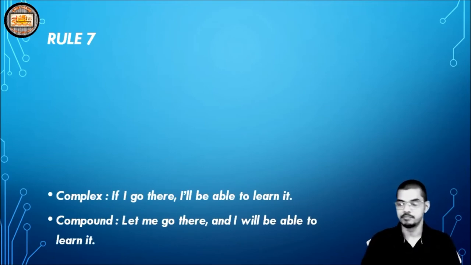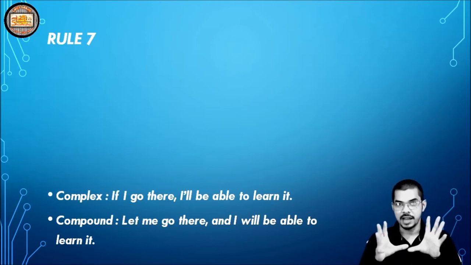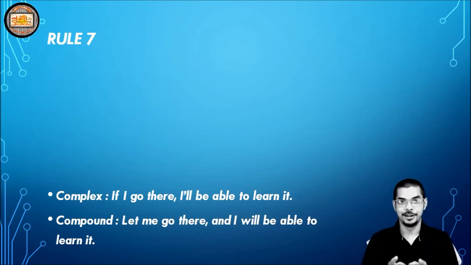Before you look at the compound sentence, first have a look at the complex sentence. Make your eyes larger. Pause the video here and look at the complex sentence. You'll find the difference. If I go there, I'll be able to learn it. Pause the video and look at it. Yes, dear friends, that's the factor. Here, everything remains the same except the if clause. The if clause is not negative here, rather this is affirmative. If I go there, I'll be able to learn it. There, it was if I do not go there.